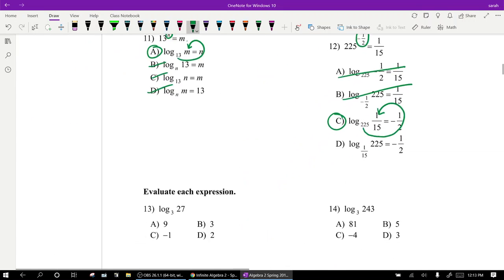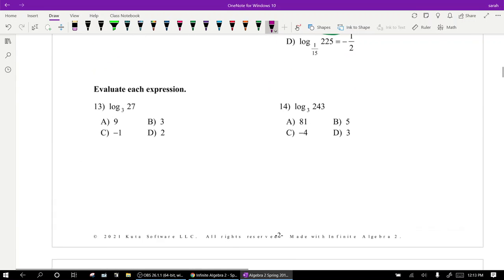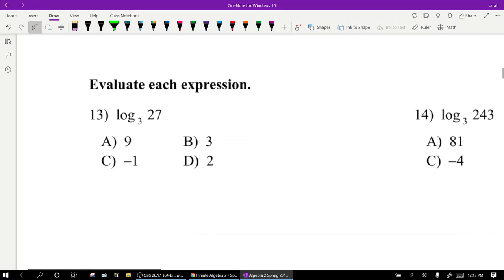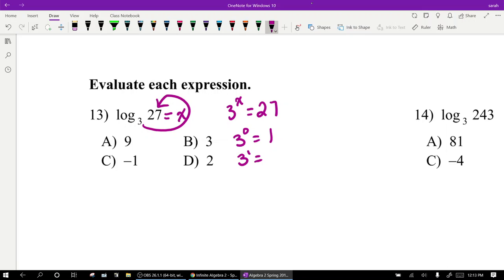All right. Number 13. Evaluate. All right, so on this kind, we're just going to go ahead and set it equal to x. So we're going to have 3 to the x power equals 27. Well, let's just start working it out. 3 to the 0 power equals 1. 3 to the 1 power equals 3. 3 squared equals 9. 3 cubed equals 3 times 3 times 3, which is equal to 27. So x is equal to 3, so my answer is B.